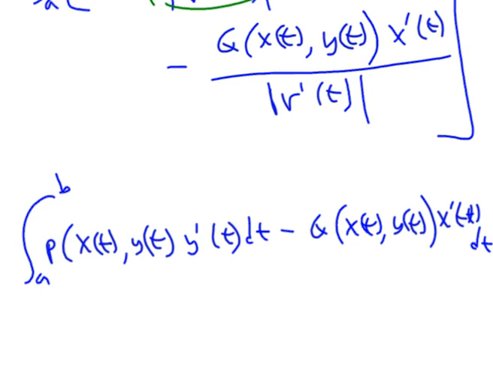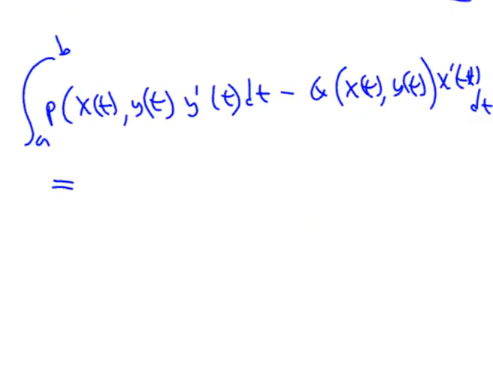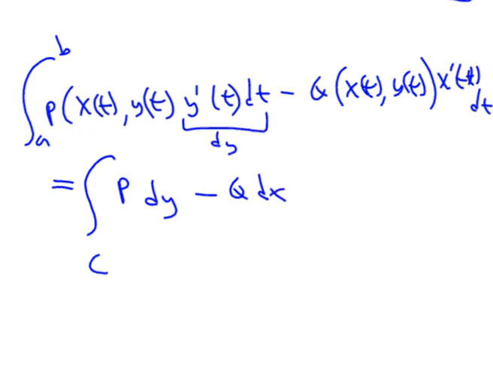But we can write this in a more compact form if we unparameterize it, I guess we'll say. P dy minus Q dx. Why is that? Here's dy right there. There's P. This is Q. That is dx. So that's what we get.